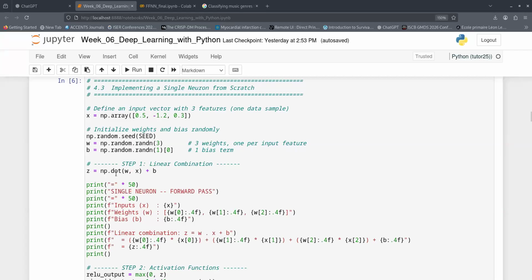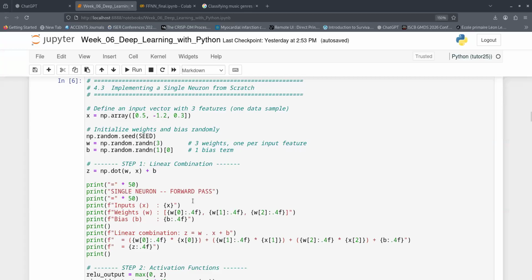Then we can write step one, the linear combination. The linear combination is the weight times the x, the input, so we use np.dot. It means we have x1, 0.5, times the first random w1 that we found, plus and so on until the end, for our z.